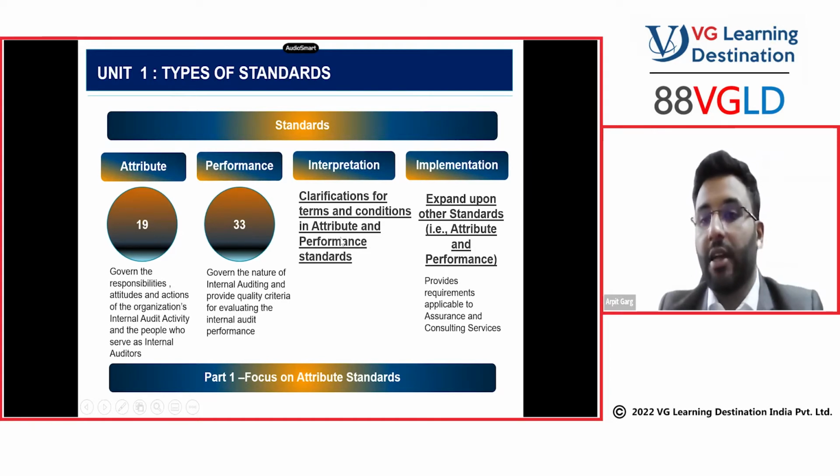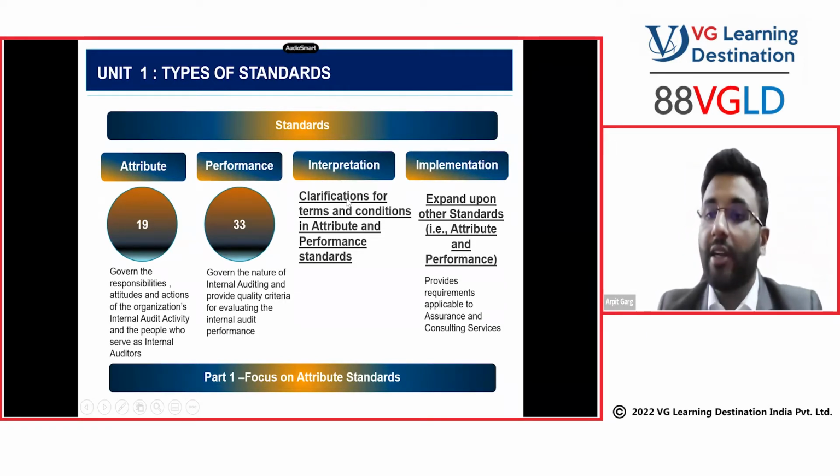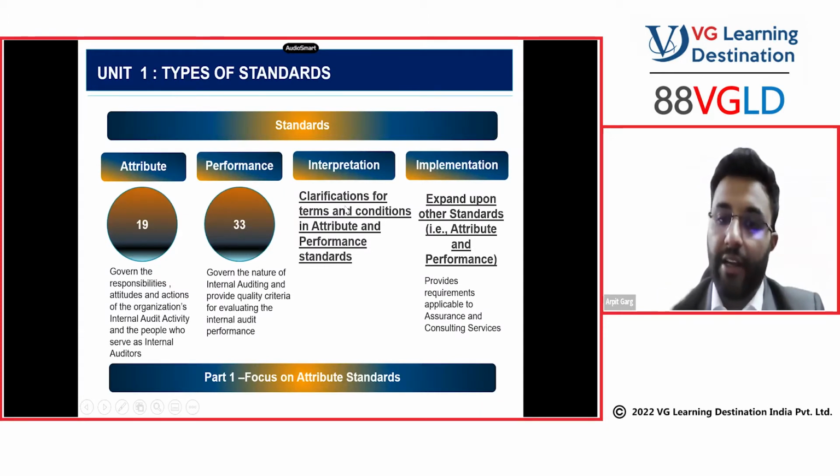So let's say the attribute standard says that the CAE should have direct access to the board. I'm just taking an example. So what does it mean? Direct access to the board, what does it mean? How will the CAE get direct access to the board? That is basically clarified by the interpretation standard. So interpretation standards basically clarify the terms and conditions that are mentioned in attribute and performance standards.